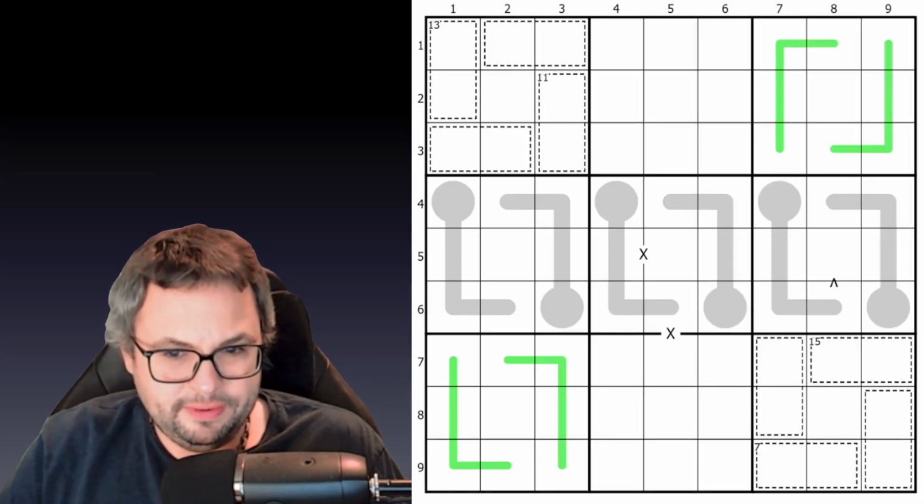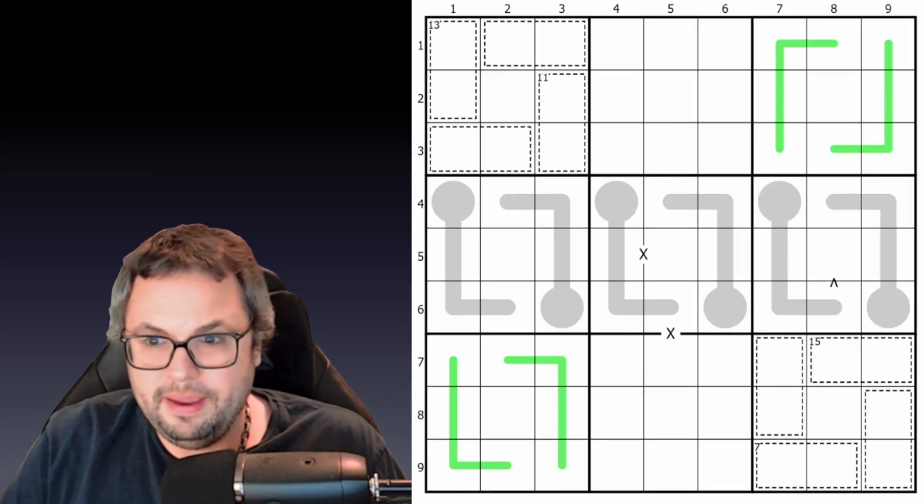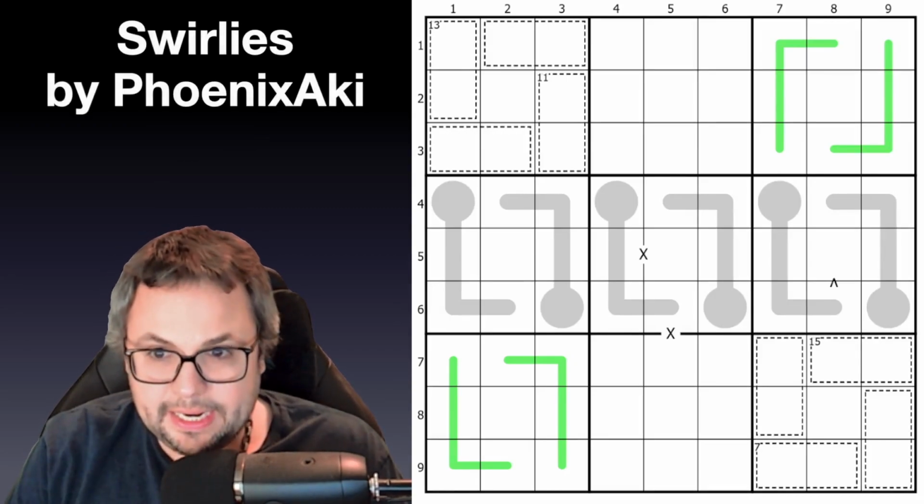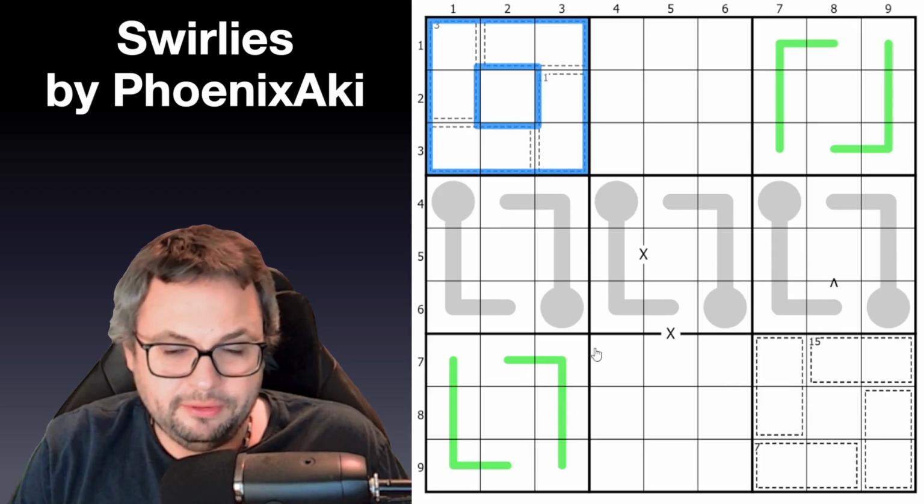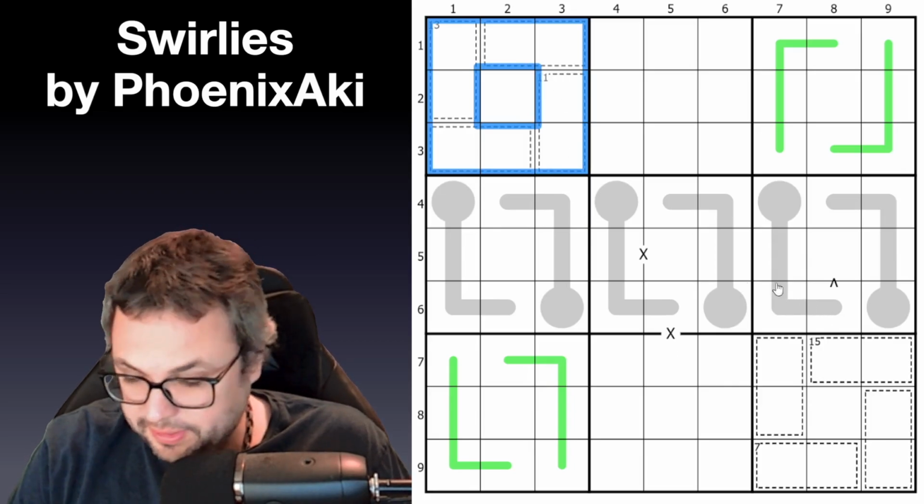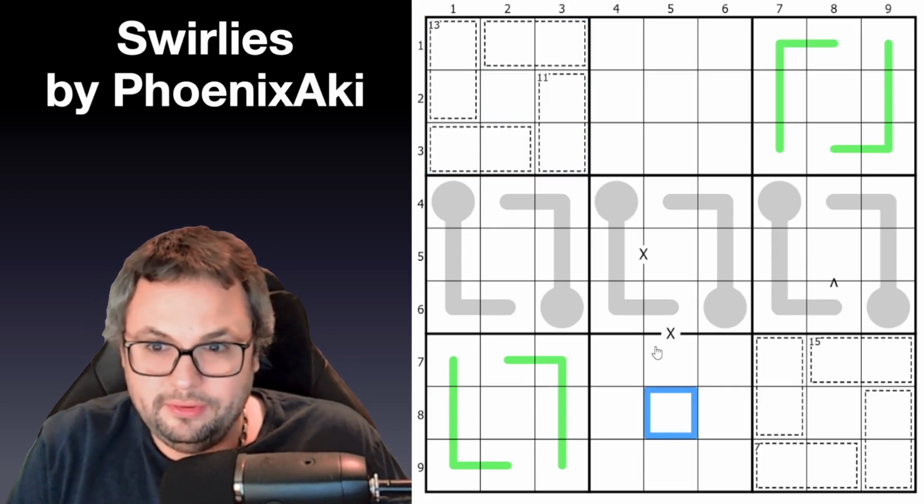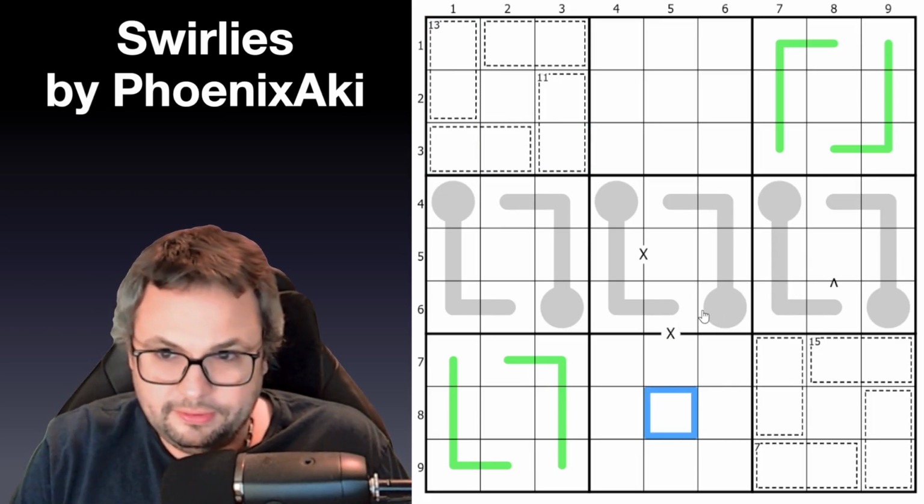Hello and welcome to Invitation to Puzzles, where we have a puzzle by PhoenixAki today, which combines several constraints, but in a nice sort of aesthetic pattern. It's called Swirlies, and you can probably guess why it is called Swirlies. So let's go over the rules.